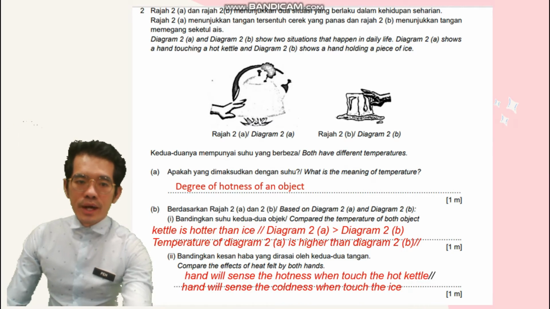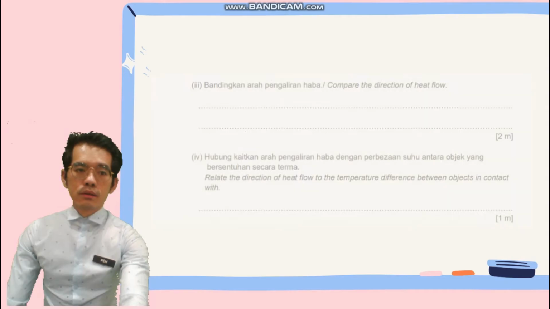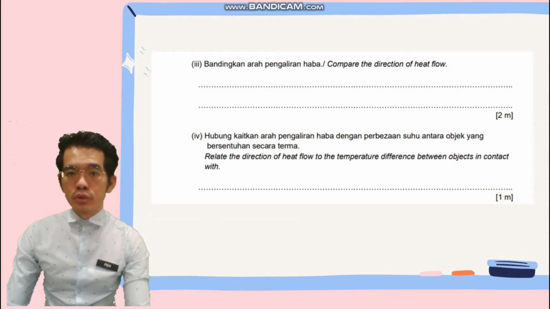So you may write as hand will sense the hotness when touching the hot kettle, or you can write as hand will sense the coldness when touching the ice. So for each answer, the mark given is only 1 mark for B2. Now let's see the question B3.